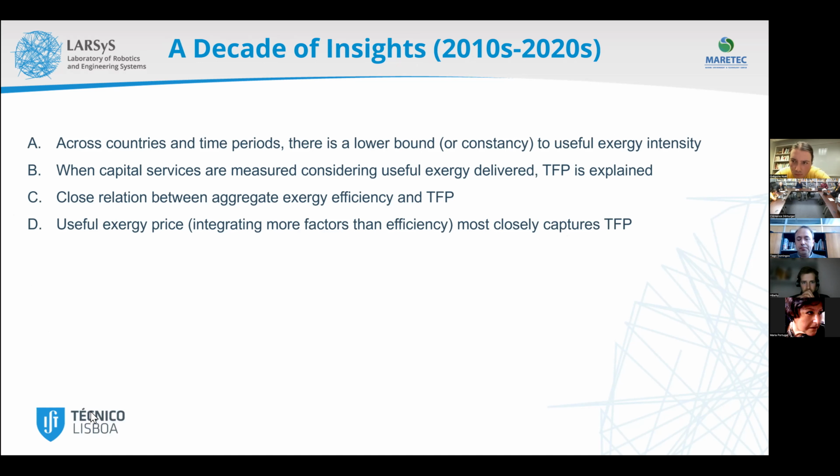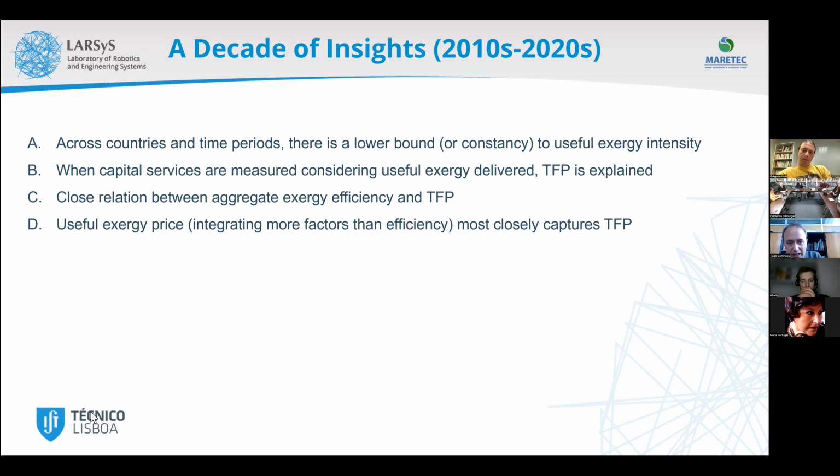And so, summarizing what we've been capable of doing in the last 10 years, we found four main conclusions, the first being that across countries and time periods, there is a lower bound or even a constancy to useful exergy intensity. There is a minimum amount of energy that's required to deliver economic value. So we cannot go to zero. This has long been an intuition of ecological economics, but it has never been formalized in a way that is theoretically sound and covers all economic activities in an empirically correct way.